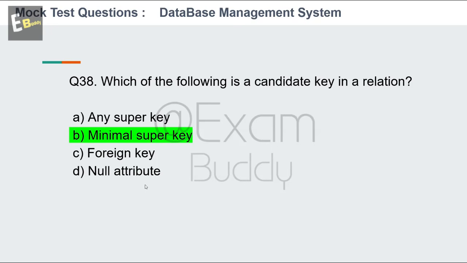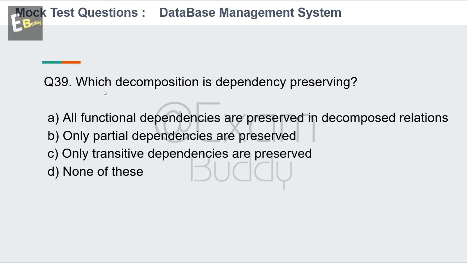And the answer is B, minimal super key. Now let's go to our question number 39. Which decomposition is dependency preserving? So these are the options: all functional dependencies are preserved in decomposed relations, only partial dependencies are preserved, only transitive dependencies are preserved, none of these. So your time starts now.